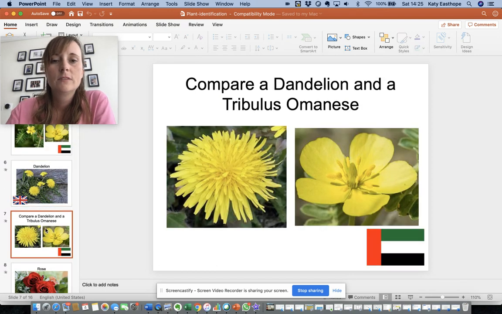Now, talk to the person next to you. What's the same about these two plants, these two flowers? What's the same? That's right, they're both yellow, but what's different?